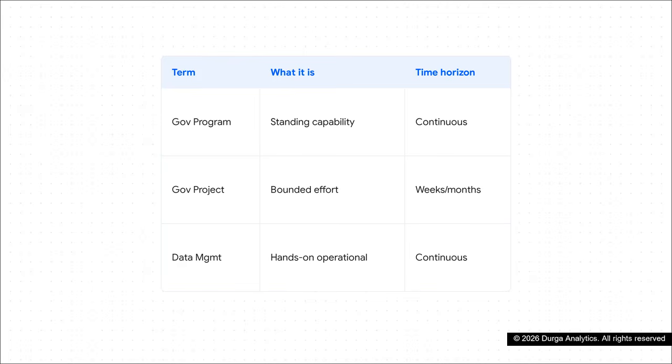And what about a governance project? Well, that's just a time-boxed, bounded effort inside your continuous program, like spending 3 months rolling out a brand new data catalog. Understanding this distinction ensures you hire the right people. Governance needs diplomats, rulemakers, and business analysts. Data management needs engineers and architects.